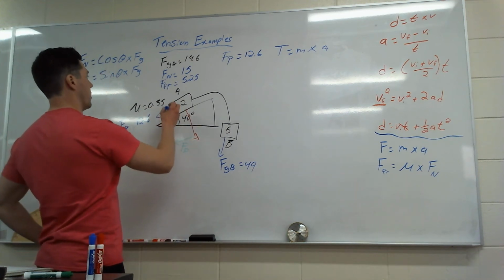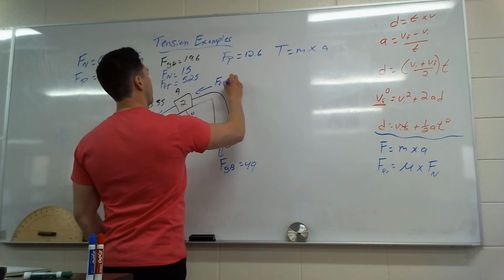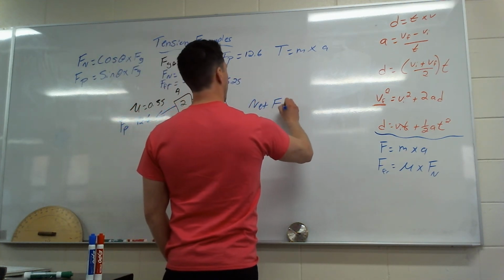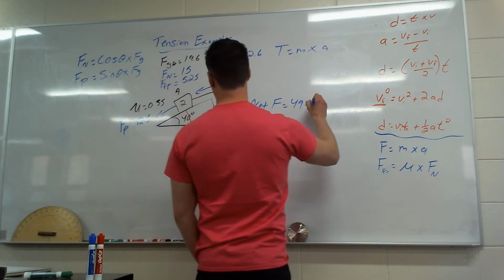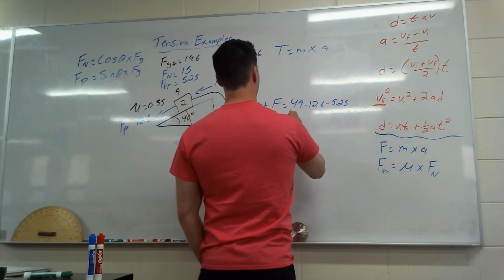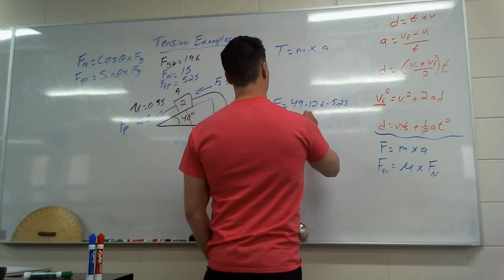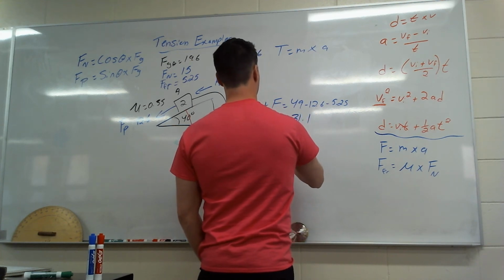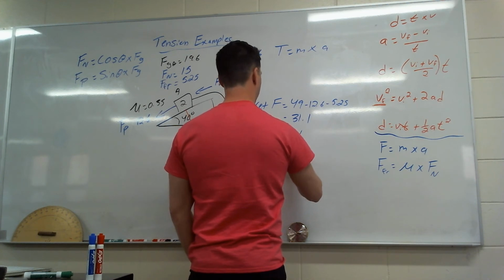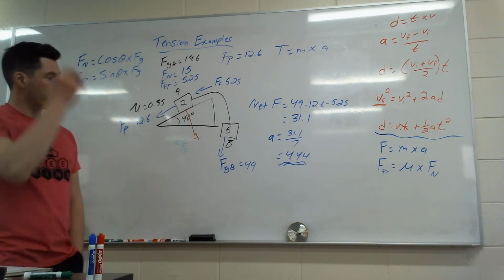So I have another force of friction of 5.25. Let's do our net force. Net force equals 49 minus 12.6 minus 5.25. I get a net force of 31.1, and an acceleration of 31.1 over 7, which equals 4.44. So there's our acceleration.